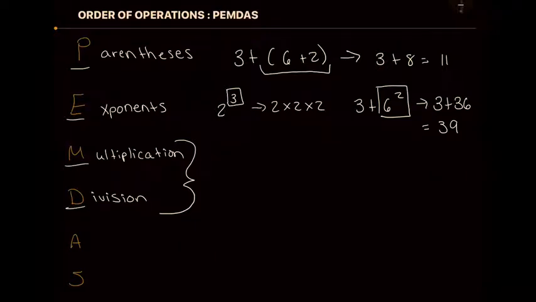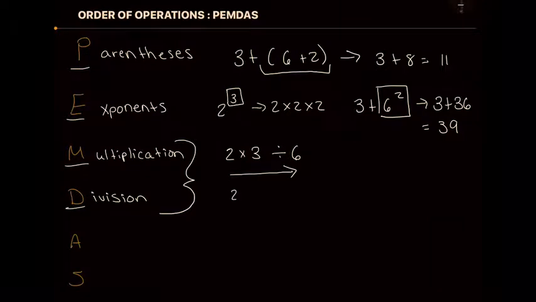For example, if we had 2 times 3 divided by 6, going left to right, we would have to do 2 times 3, which is 6, and then we divide that by 6, giving us 1.